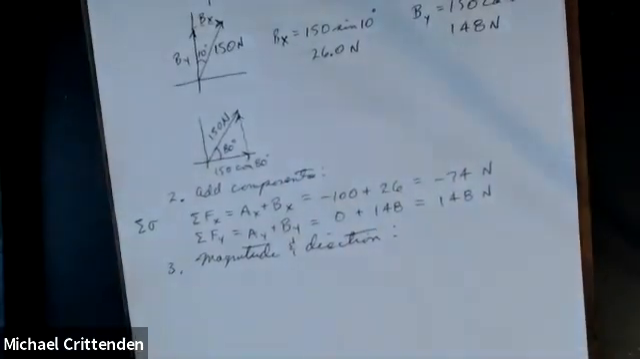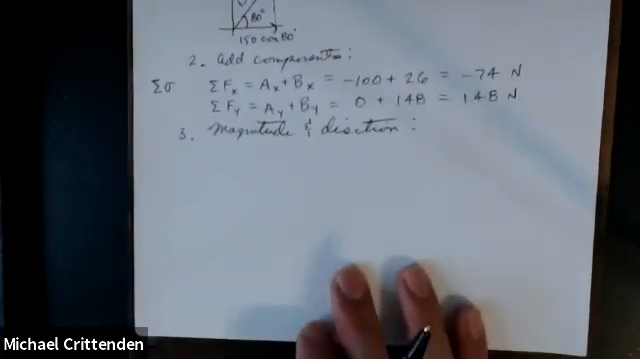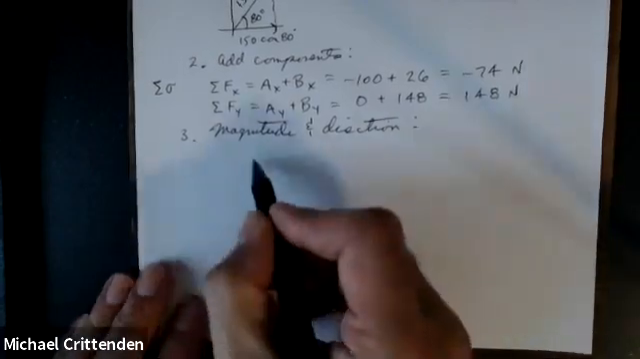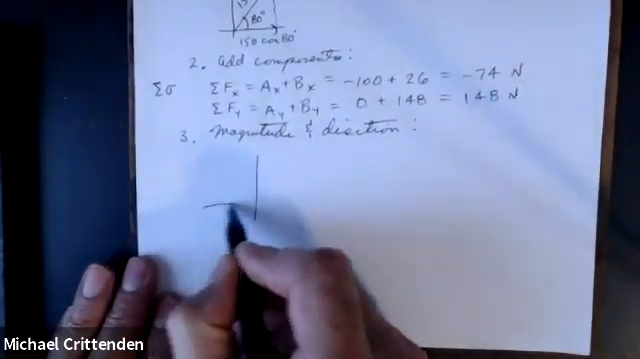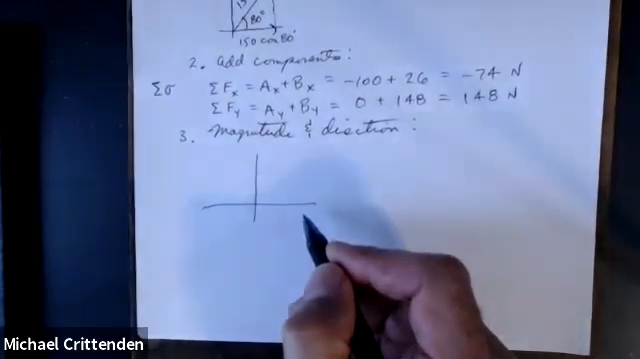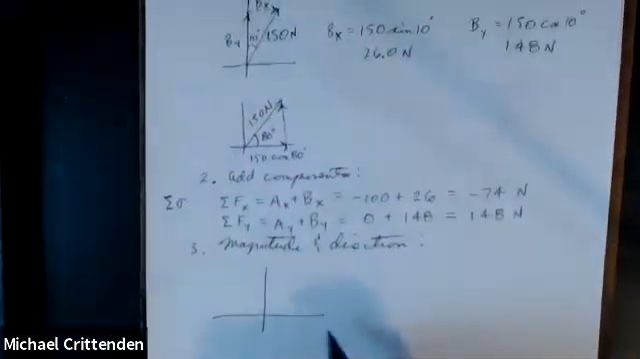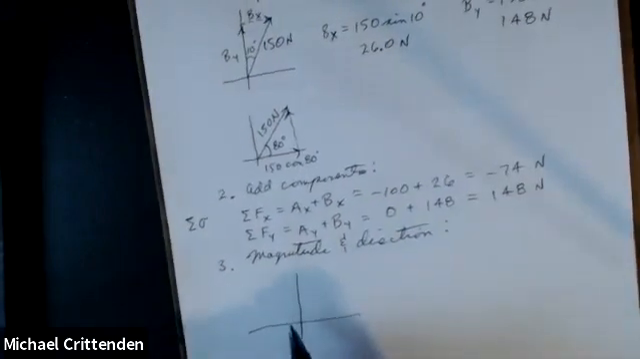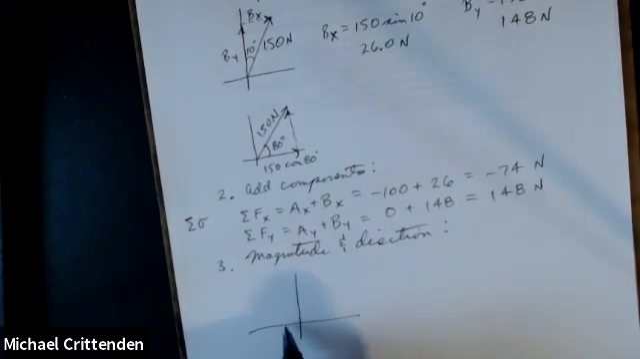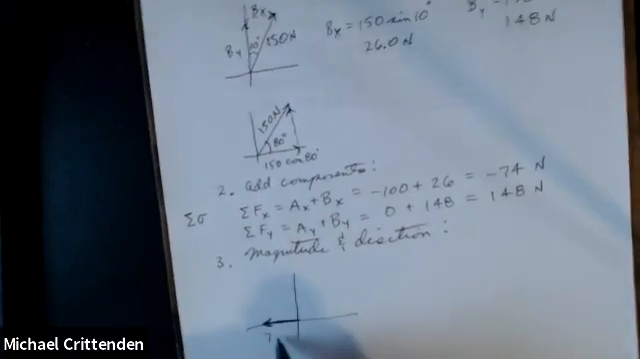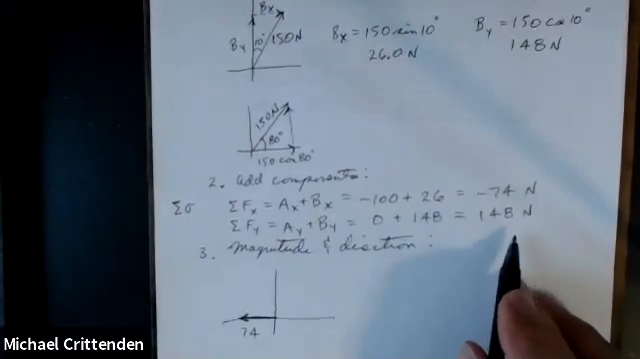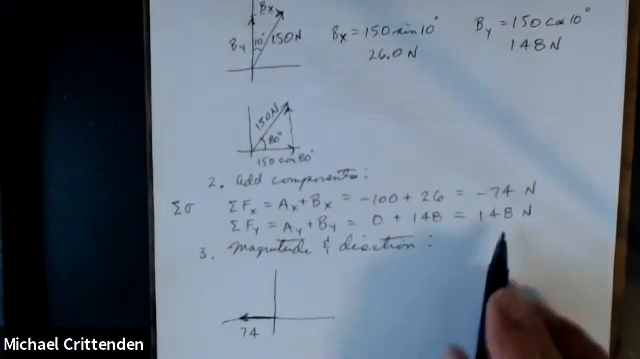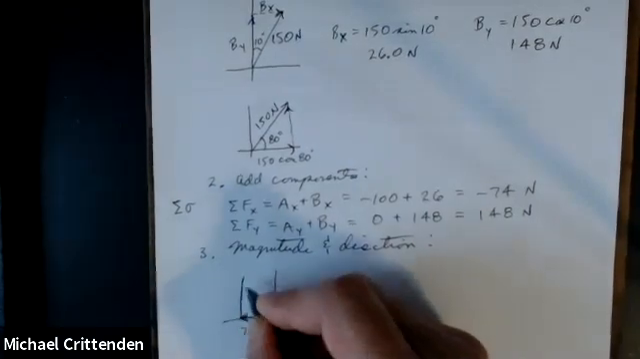So if the question's phrased in a way where you need to go on to find the magnitude and direction, draw another picture. People are always being skimpy with the pictures. Pictures don't cost you anything. The x component came out negative. That tells you that the x component points to the left. So you got 74 that way. The y component came out positive. So that one points up.